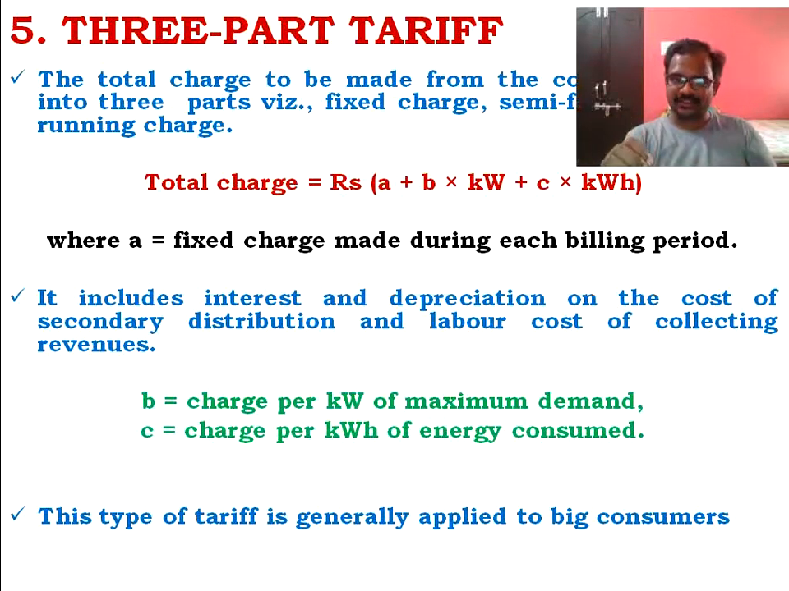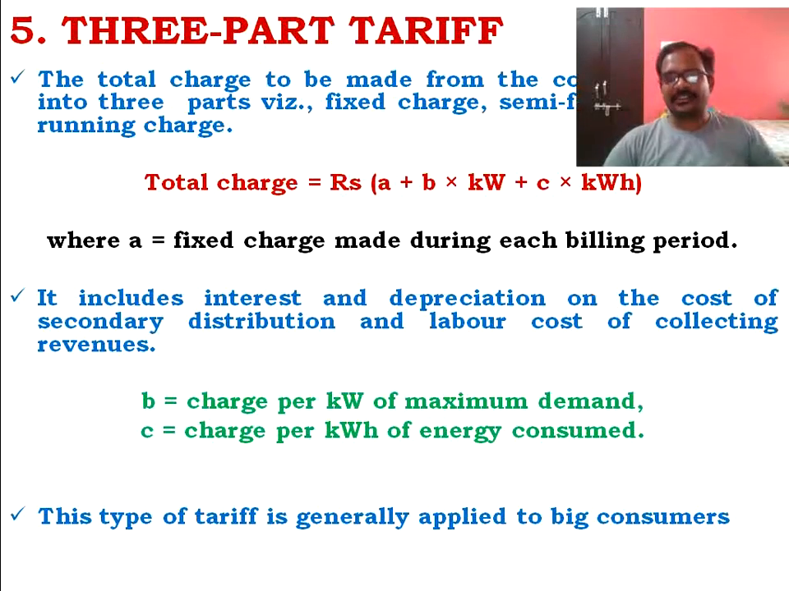And these fixed charges include interest and depreciation on the cost of secondary distribution and labor cost of collecting the revenues. So what is the fixed charge here? The secondary distribution transformer, they have purchased it, and they have to take the amount from the bank as a loan to purchase that. So they have to pay interest on it. That interest we have to consider here.